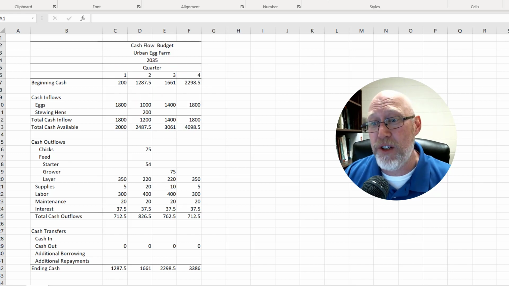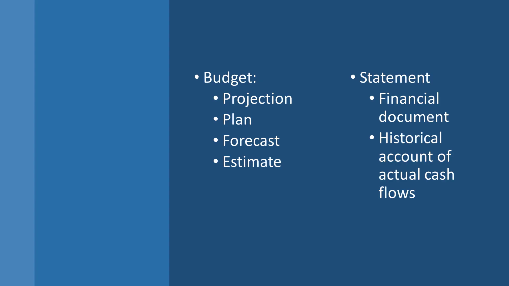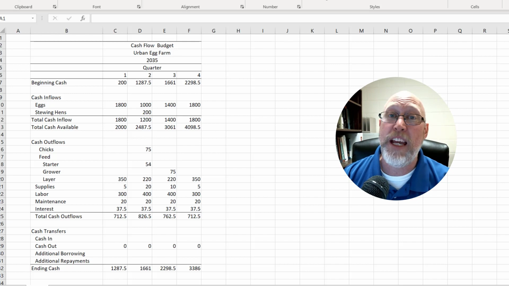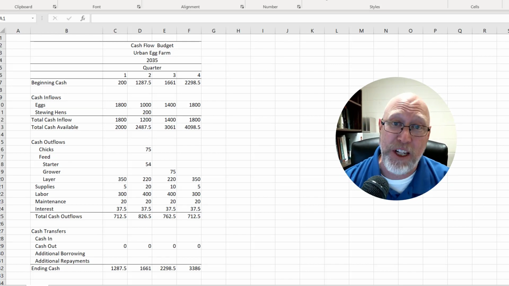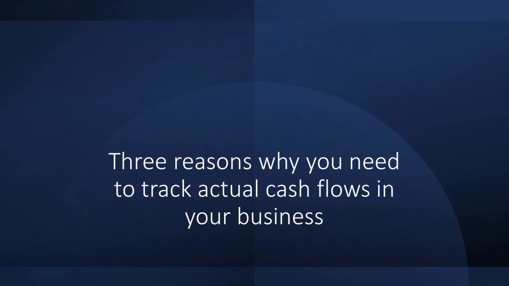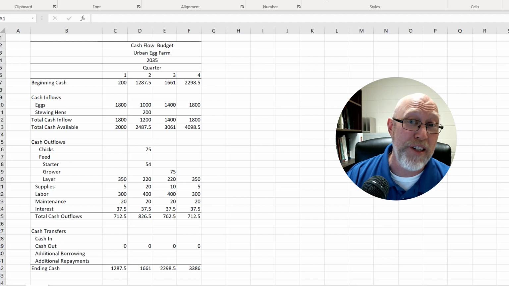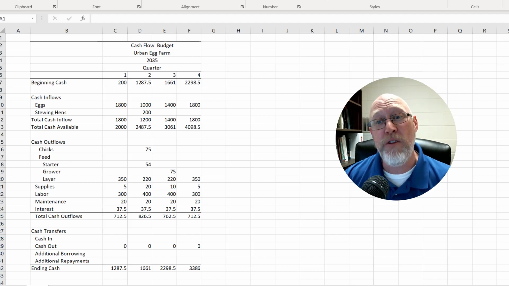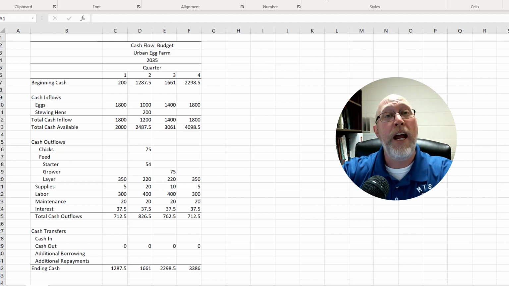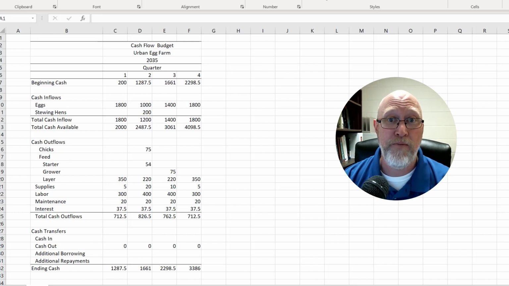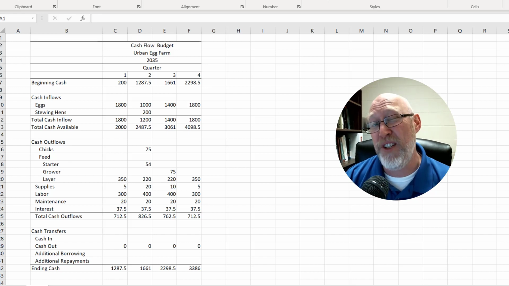Whereas a cash flow statement is a financial document that shows a historical account of those cash flows. So the budget looks forward, the statement looks backward. The budget is a planning tool, the statement is an accounting tool. All right, I'm going to give you 3 reasons why you need to track your actual cash flows in your business and include them in your statement of cash flows. So what you've got to do is project your cash flows and then track the cash flows. So your cash flow budget becomes, in essence, the template for your statement of cash flows.